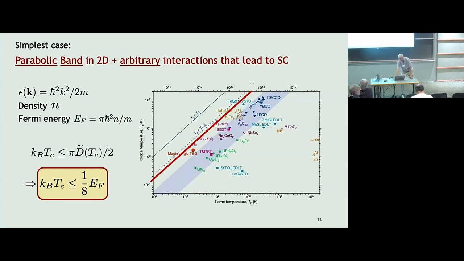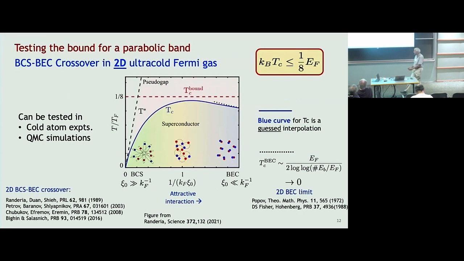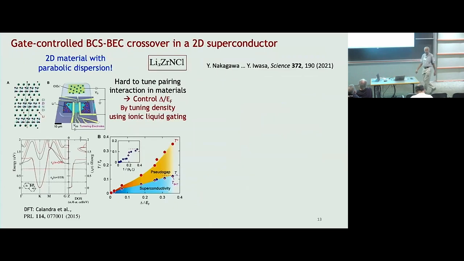Okay, but let's first ask, can the parabolic band result be tested? I had expected that it would be tested in cold atoms, where I think that in the middle of the BCS-BEC crossover, there is a very good chance that we'll come very close to saturating this bound. I'm not going into the details of why; happy to discuss it with anyone who wants to. But what surprised me was that it actually got tested in quantum materials.